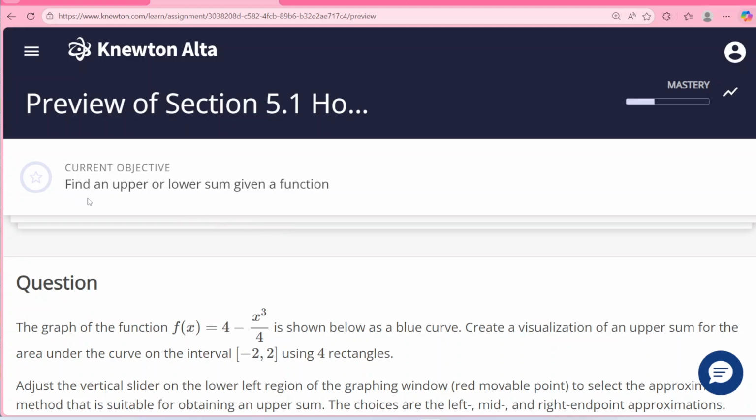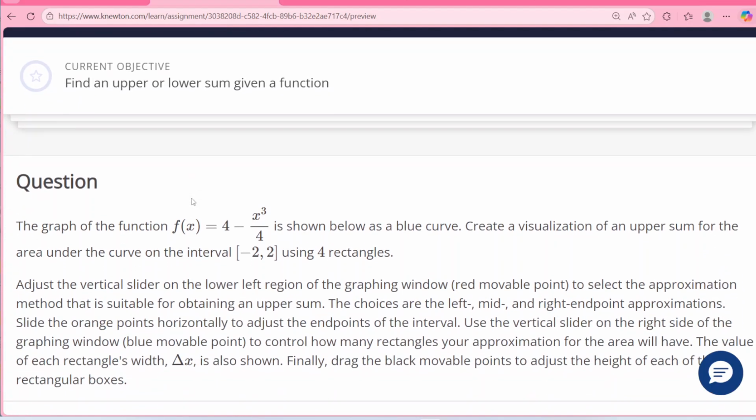Okay, so now we're asked to find an upper and lower sum of some function. So an upper sum is something that should overestimate the area, and a lower sum should underestimate the area. So we'll see when we get into this.